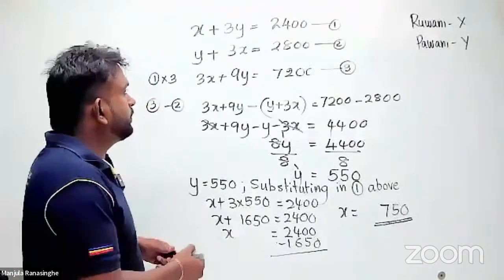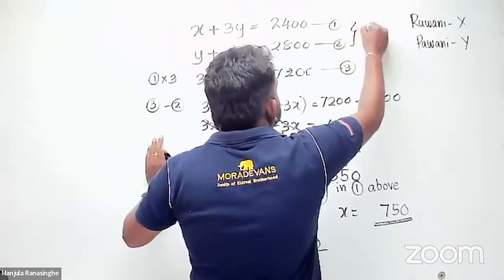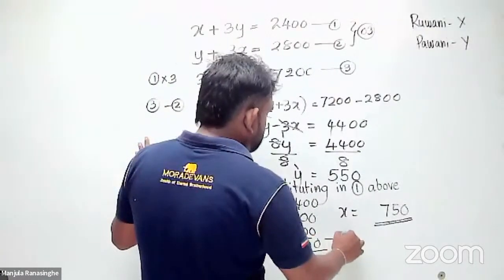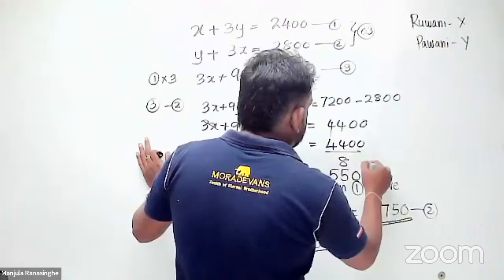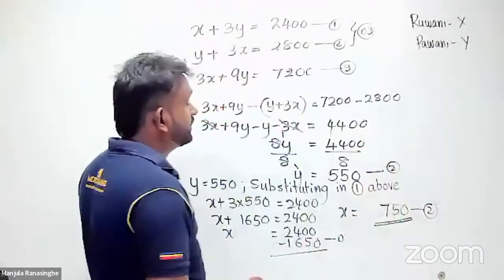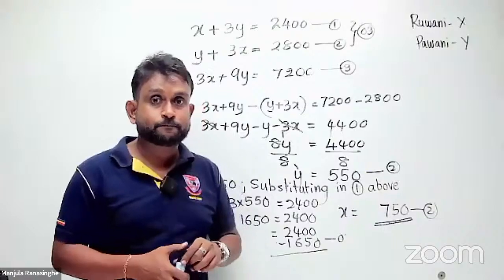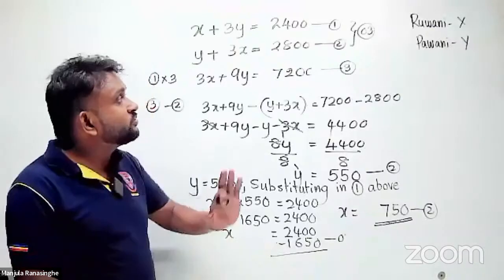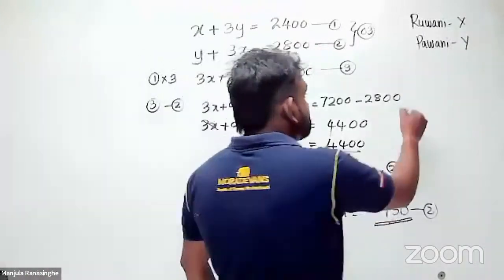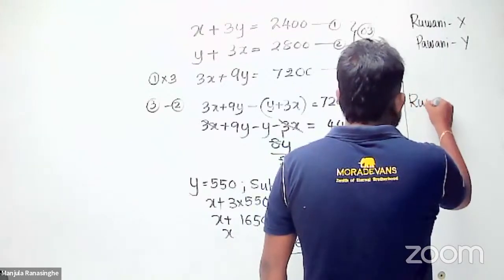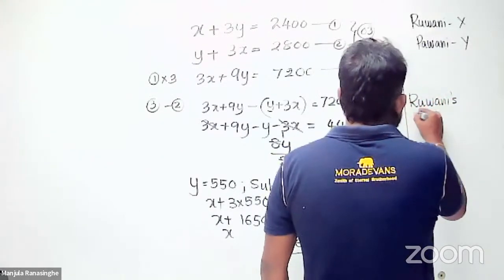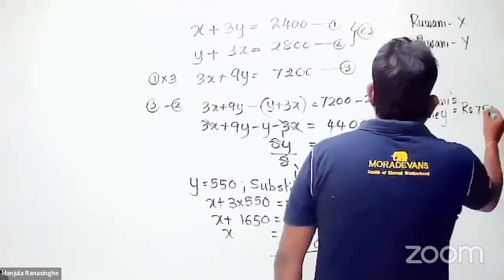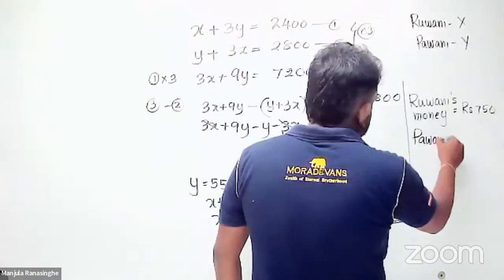For building up these two equations, you have 3 marks. Then for solving x you have 2 marks, and for solving y another 2 marks. Altogether, you have 7 marks. But at last, remember not to write just x and y. X is what? Ruani's money. You write Ruani's money with the unit, equal to rupees 750. Then you write Pavani's money.